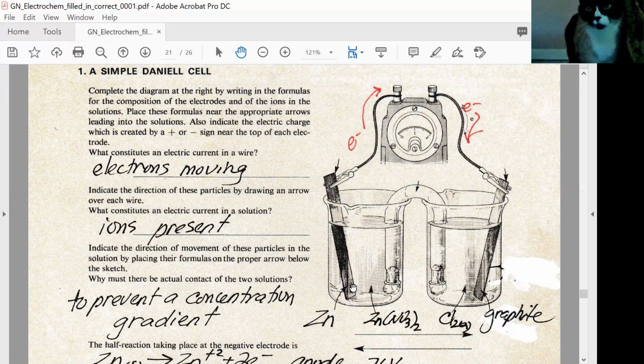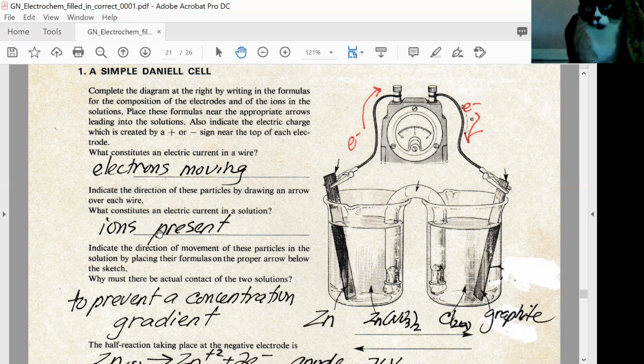Here's our piece of zinc. We would have zinc nitrate. We'd have to bubble chlorine gas into the solution, and we'd have to use graphite as a conduit for the electrons. So the question's asking what constitutes an electric current in a wire, and that's the electrons moving. Indicate the direction of these particles by drawing an arrow over each wire. So we're going to see this when I show you the half reactions. The arrow goes here. The zinc is losing electrons, and the chlorine gas is going to be gaining electrons. So that's what it means here when it says to indicate the direction of these particles, the electrons. They're not particles, but what constitutes an electric current in a solution?